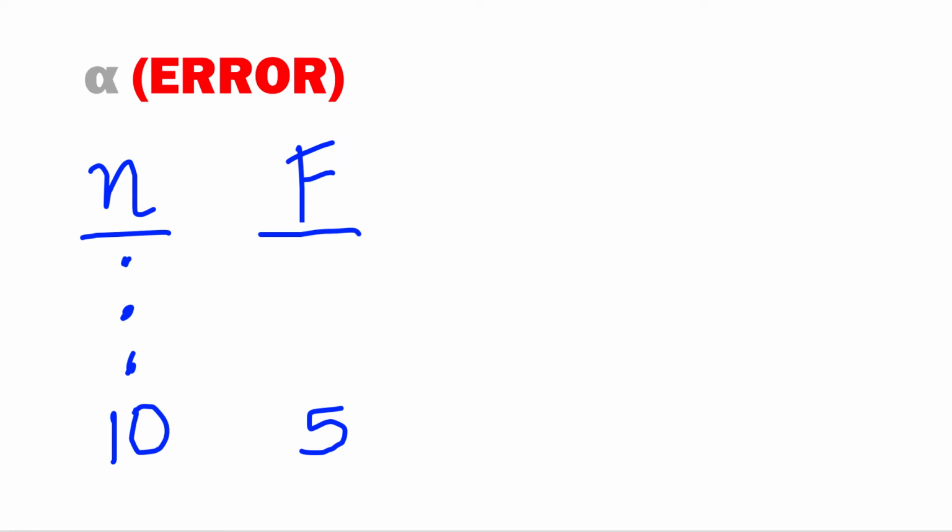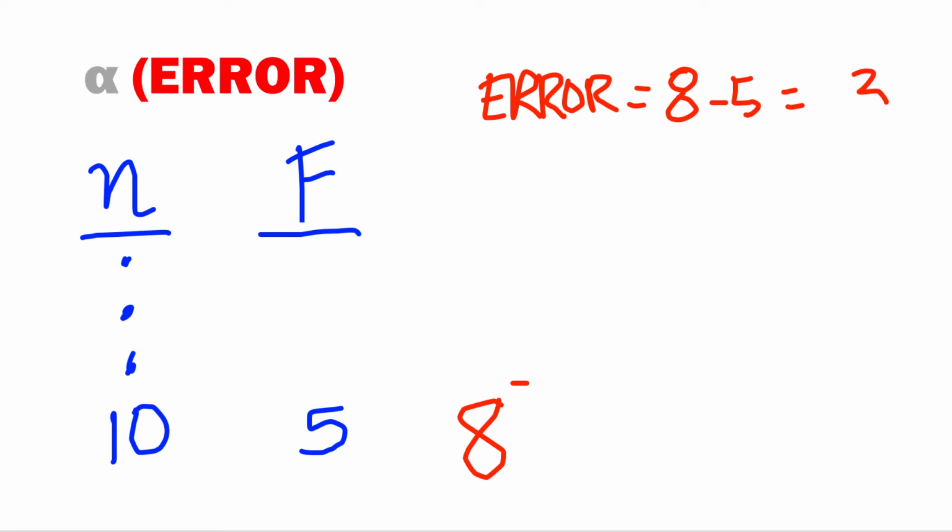First, let's take a look at how you calculate the error. Forecasting error is really nothing more than the actual value minus your previous forecast. Say for period 10, you forecasted 5. And then at the end of period 10, you find out that the actual amount was 8. The forecasting error is simply 8 minus 5, which gives you 3.